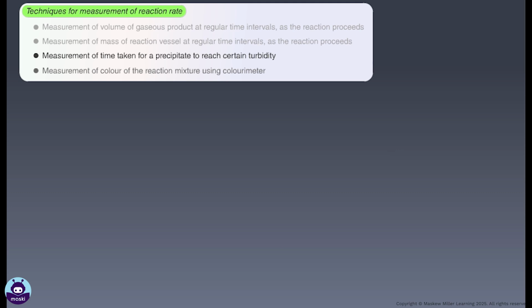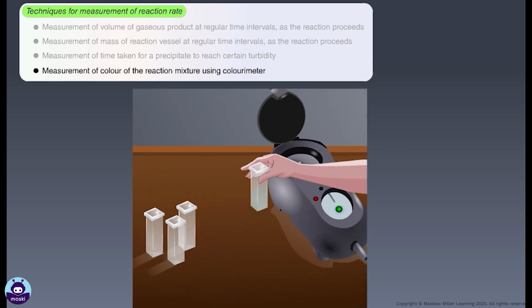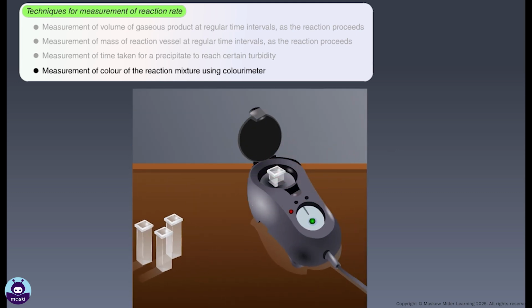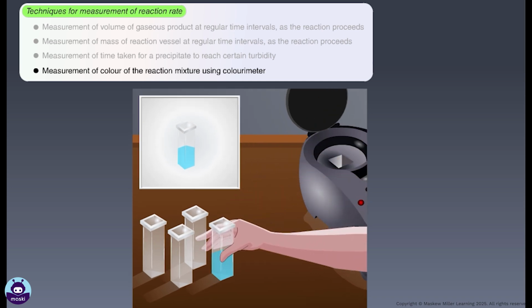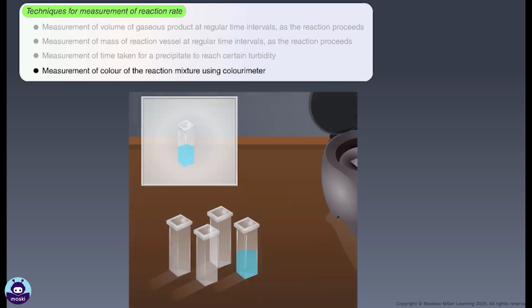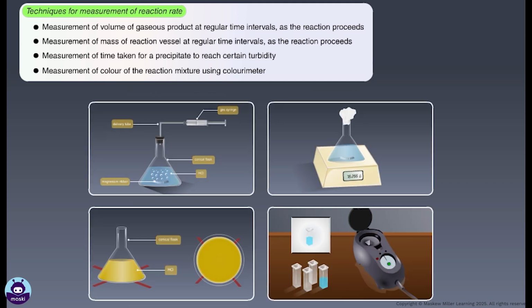If a reaction produces a product whose color is different from the reaction mixture, the intensity of the color change can be measured using a colorimeter. The colorimeter measures the amount of light absorbed by the solution at regular intervals of time. This amount of light absorbed by the solution can be related to the concentration of the product in the solution through calibration, and the rate of the reaction can be obtained. In each technique, we measure some perceptible change, which is then used to determine the rate of the reaction.